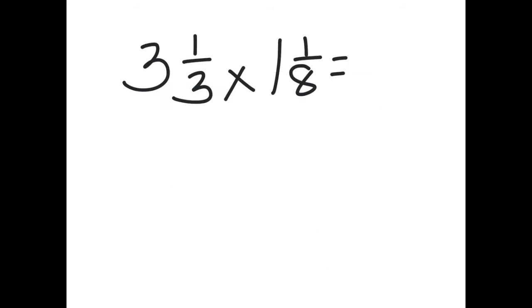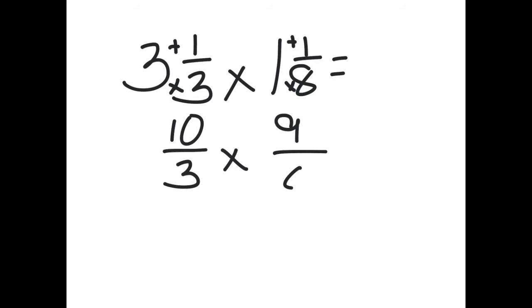Take a look at another problem here. We have 3 1/3 times 1 1/8. Again, we need to take our mixed numbers and make them improper fractions. 3 times 3 is 9, plus 1 is 10. I have 10 over 3 times 1 times 8 is 8, plus 1 is 9. I have 9 over 8.